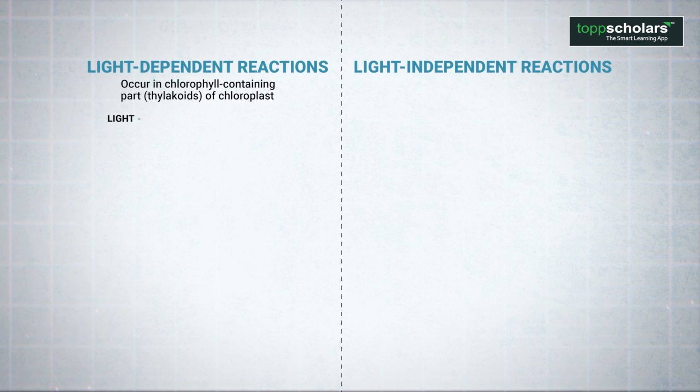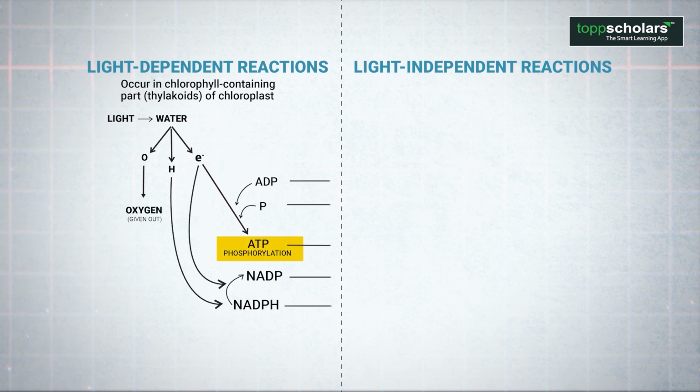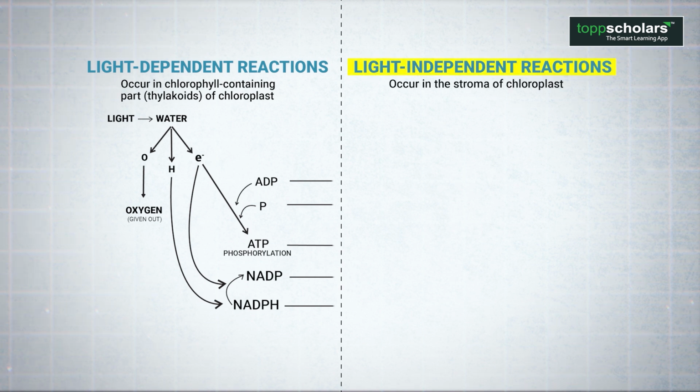First is absorption of light energy. Second, splitting of water molecules as shown in the picture, and then release of oxygen, and finally formation of ATP and NADPH. Now, as compared to light-dependent reactions, light-independent reactions occur in the stroma of the chloroplast, and as the name suggests, it does not require light energy.